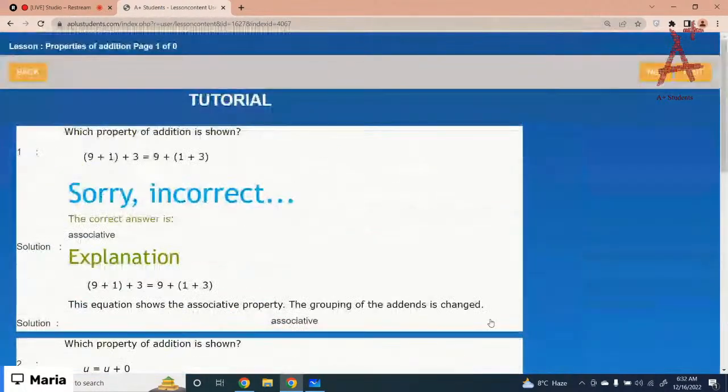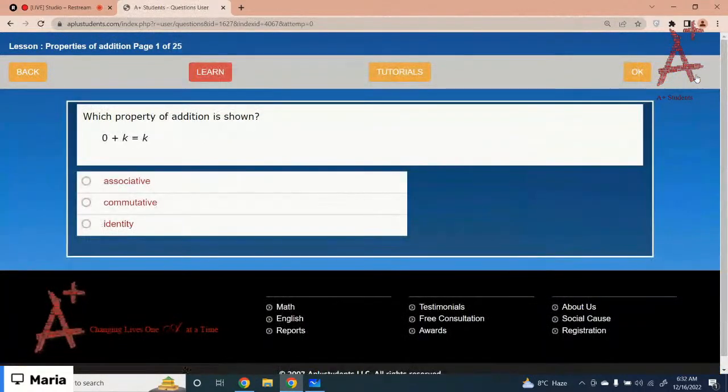Let's start with the test questions. Okay, which property of addition is shown? K plus 0 equals k. Is it associative, commutative, or identity? Which property is it?